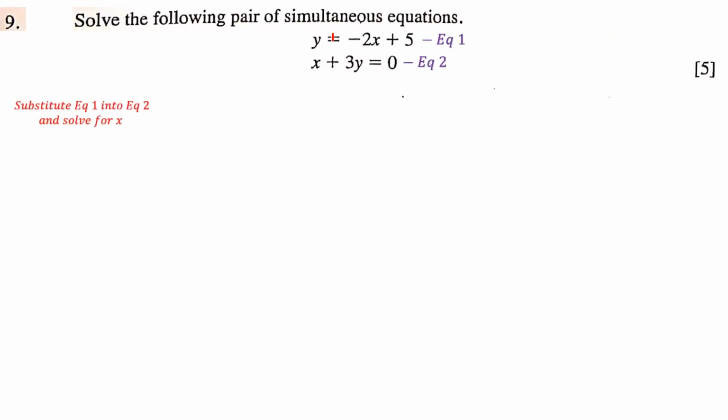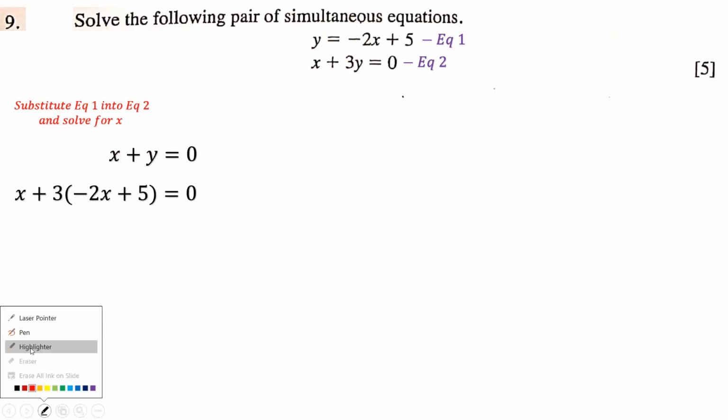The next thing I'm going to do is substitute equation 1, which is this one, into equation 2. So what is equation 2? Equation 2 is x plus 3y, isn't it? It's equal to 0. So let me put the 3y there. X plus 3y equals 0.